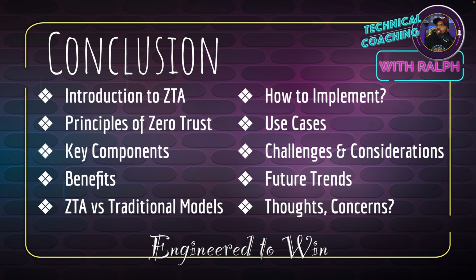So that is the end. Conclusion. So what we spoke about today, right? We spoke about the introduction to zero trust architecture, the principles of zero trust architecture, the key components, the benefits of it, zero trust architecture versus the traditional models, how to implement it. We spent a bit of time on that. The use cases for zero trust architecture, we looked at maybe about 5 of them, some challenges and considerations for it, the future trends of zero trust architecture. And then lastly, what are your thoughts on this? What are your concerns about zero trust architecture? Let me know. All right.